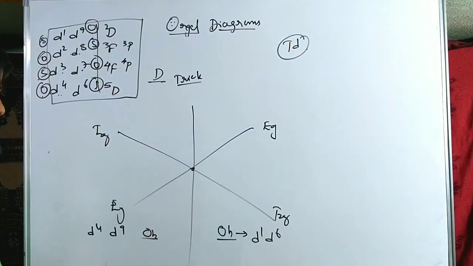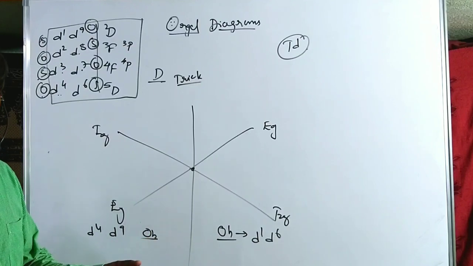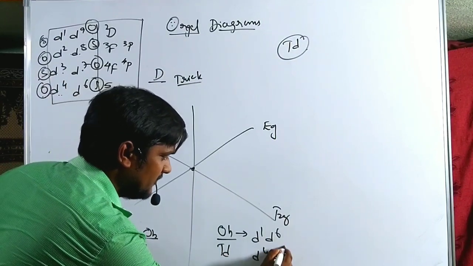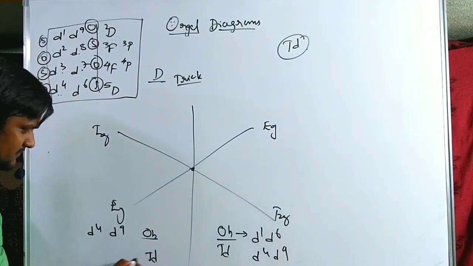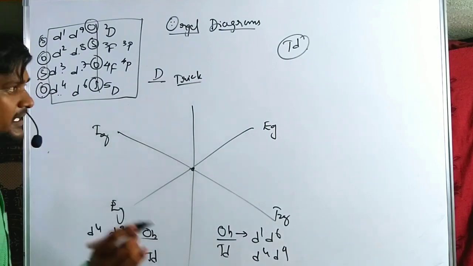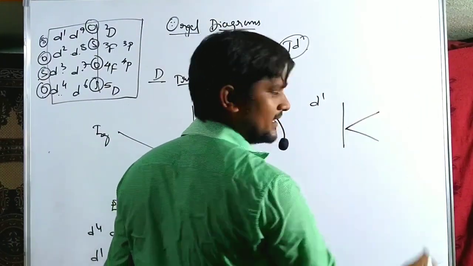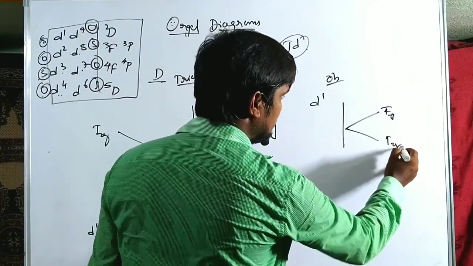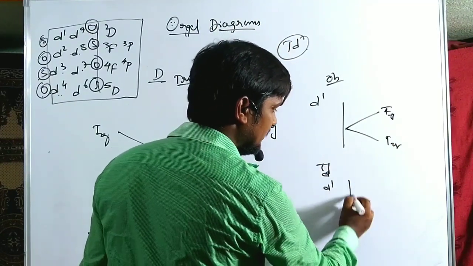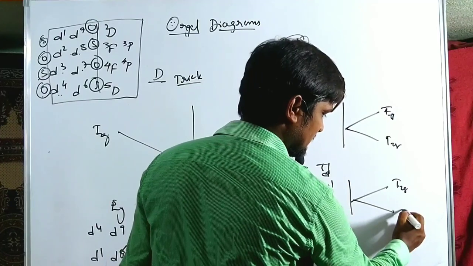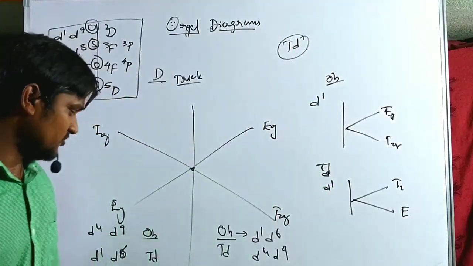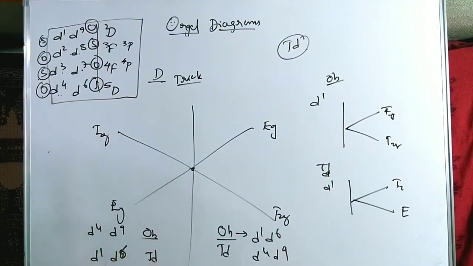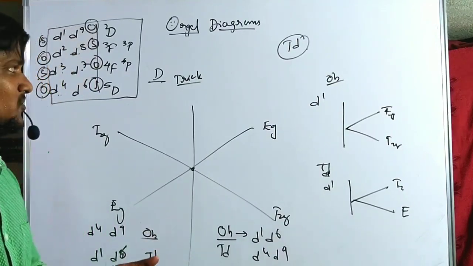tetrahedral splitting terms. Here D4 and D9 in octahedral are similar, and they are quite opposite in tetrahedral, where D1 and D6 are present. If D1 is similar to octahedral, it is EG and T2G, but in tetrahedral the D1 configuration is quite opposite. So octahedral D1, D6 corresponds to tetrahedral D4, D9, and octahedral D4, D9 corresponds to tetrahedral D1, D6. This is the trick for the D term.